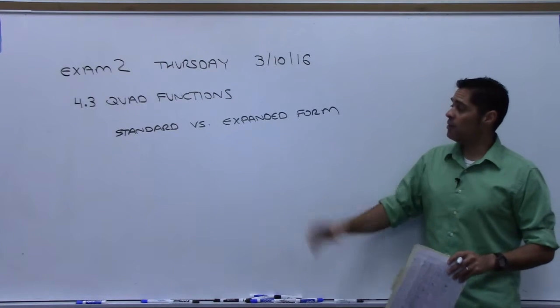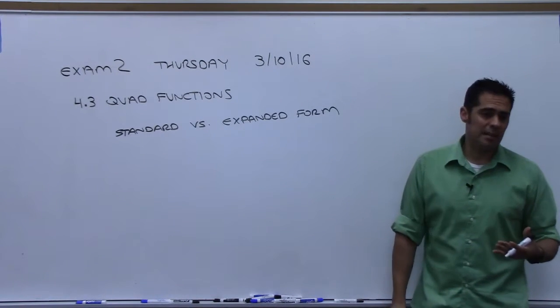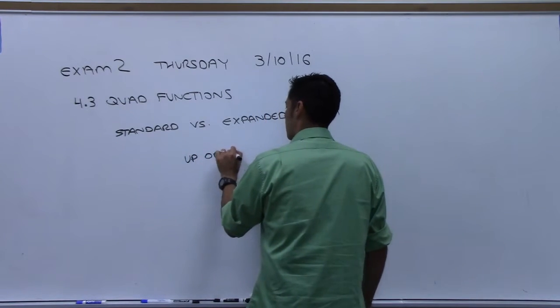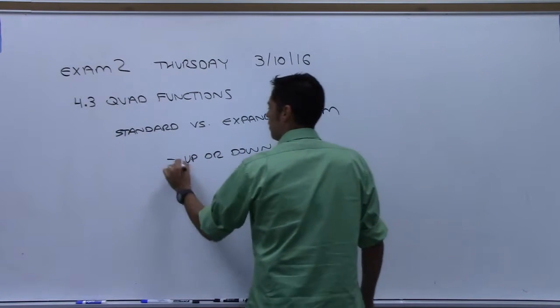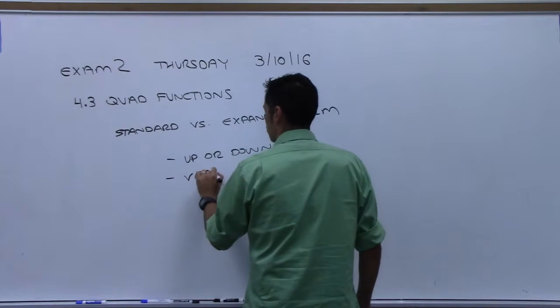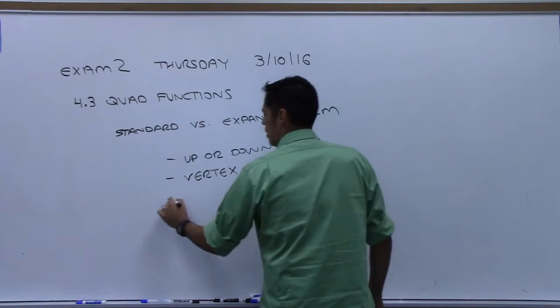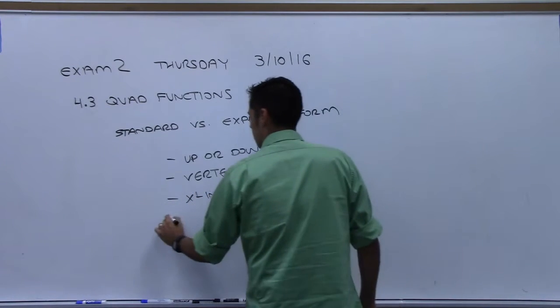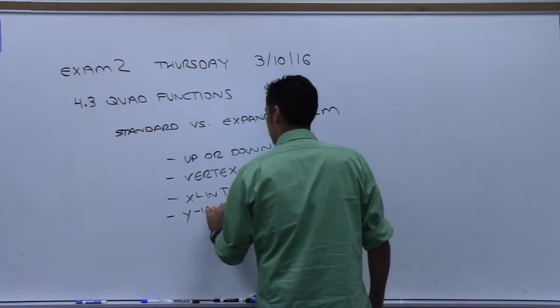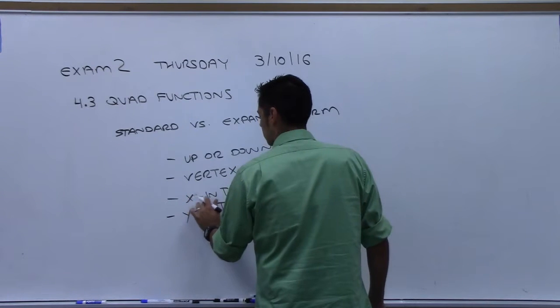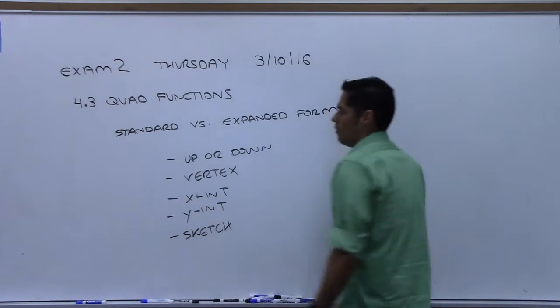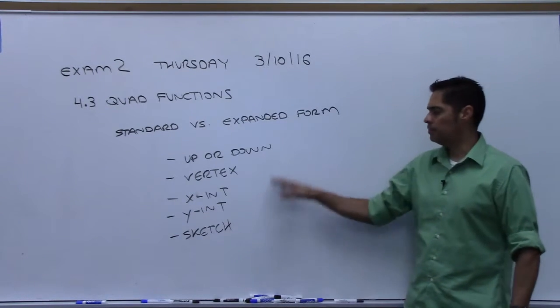But both of those, we are always looking for the same sorts of things, like does it open up or down? Does it have a vertex? Well, it should, right? Does it have any x-intercepts? How about the y-intercept? The sketch. These are the things I'll be looking for.